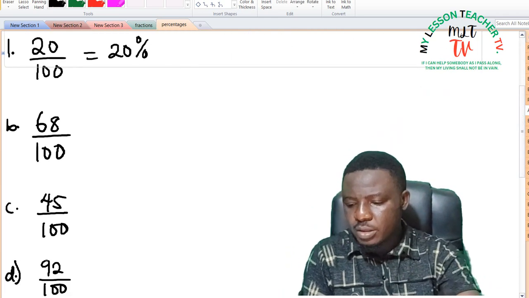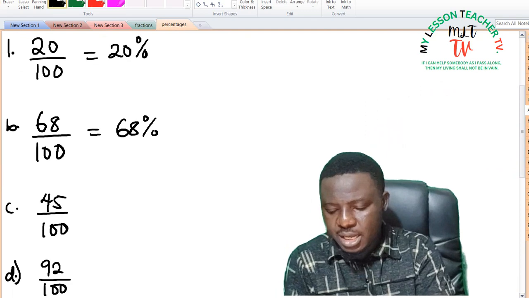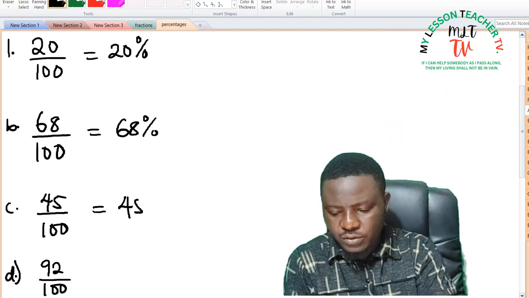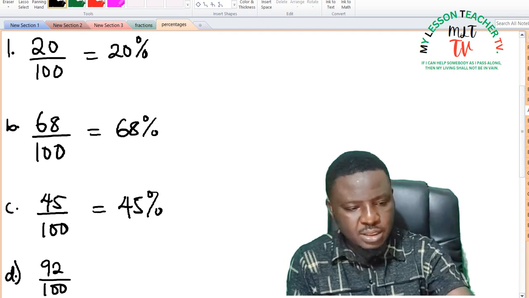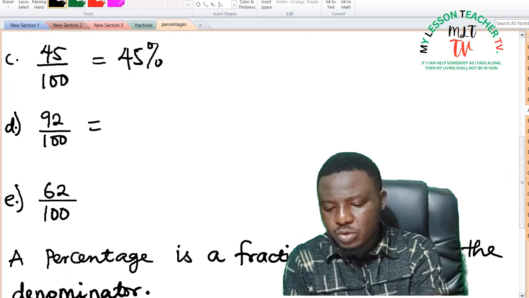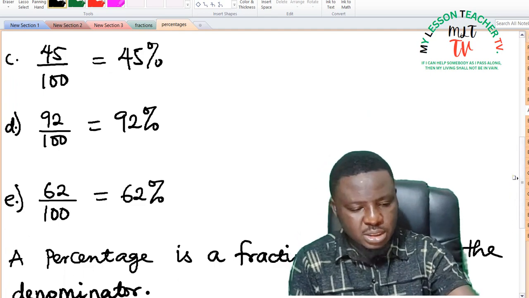B, 68 over 100 is equal to 68%, and 45 over 100 is 45%. For D, 92 over 100 is 92%, while 62 over 100 is 62%.